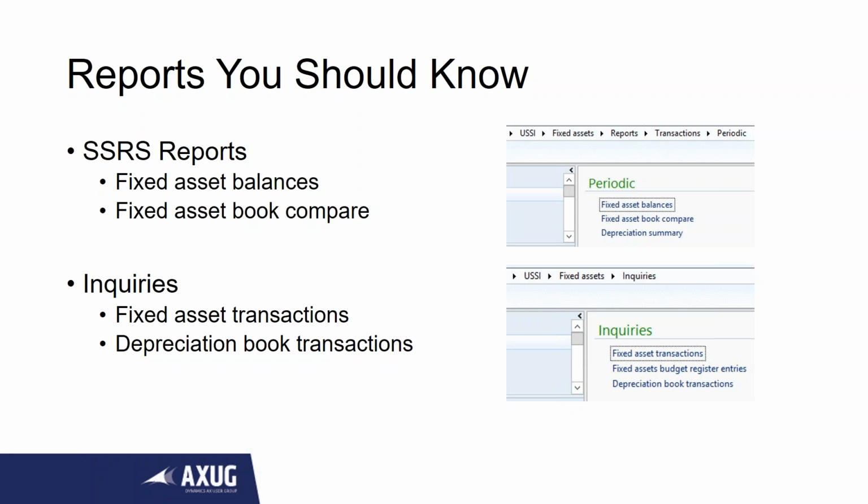And then we also have depreciation book transactions, which will show you all the transactions that were posted to the depreciation books in the module. These can be really useful just to determine quickly how much did we acquire for a fixed asset group, computers for example, within this date range. It gives you a little ad hoc, quick reporting, and you can easily export that information to Excel.